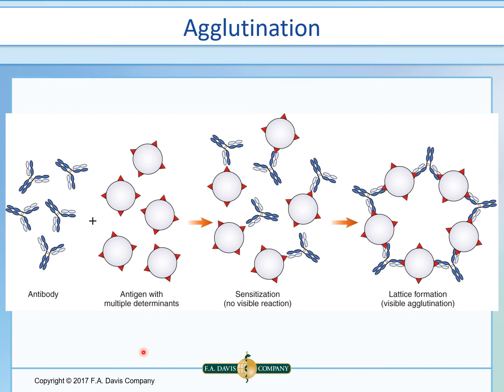This figure demonstrates the phases of agglutination. So initially you have your antibodies separate and your antigens with multiple determinants. Once these are combined, sensitization occurs in which there's no physical reaction. But although there's no visible reaction, the antibody-antigen combinations start to join by single antigenic determinants. The second phase, lattice formation, is the visible agglutination phase, where these large aggregates form that have this visible agglutination.